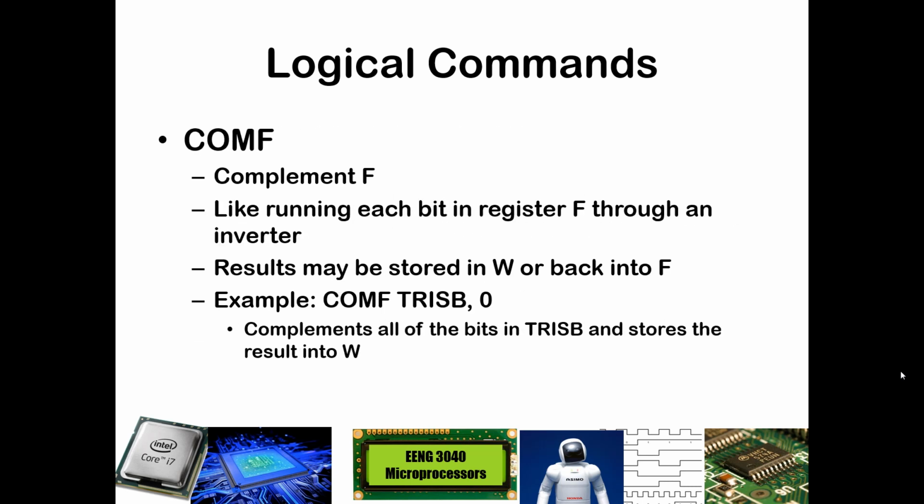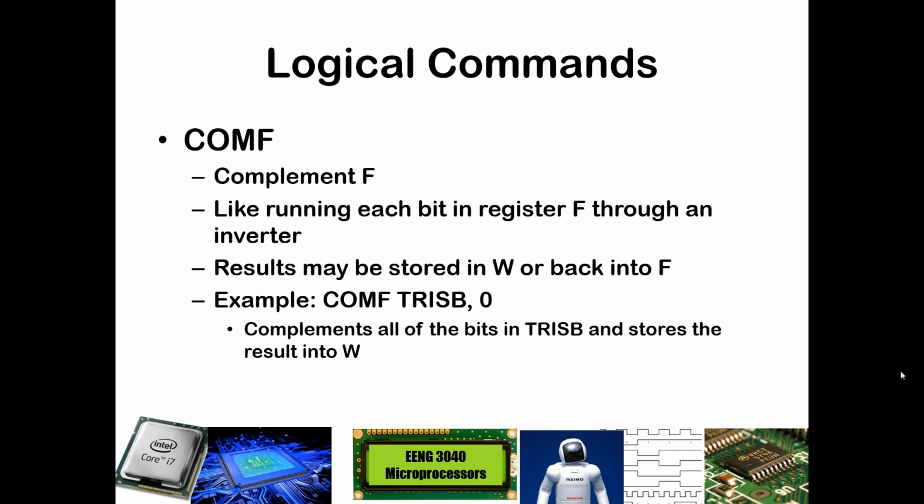We can also complement a register, meaning flip all the 0s to 1s and vice versa. So if you do COMF on the register, you can put the result of that into W. The example here, COMF tris_B, comma 0, would put the exact opposite of tris_B into the W register. If you did COMF tris_B, comma 1, then that would put the exact opposite back into tris_B.